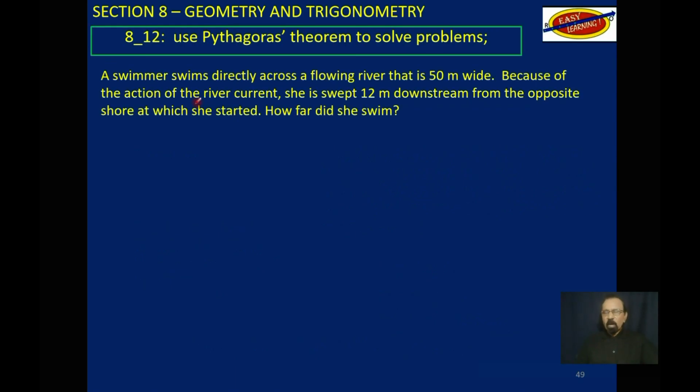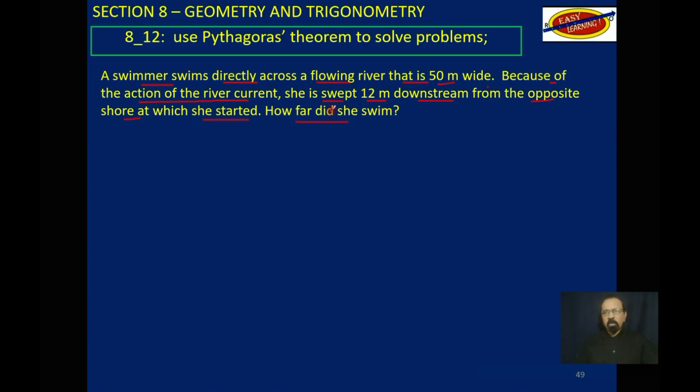Now let's look at two real-life examples. A swimmer swims directly across a flowing river that is 50 meters wide. Because of the action of the river current, she is swept 12 meters downstream from the opposite shore at which she started. How far did she swim?